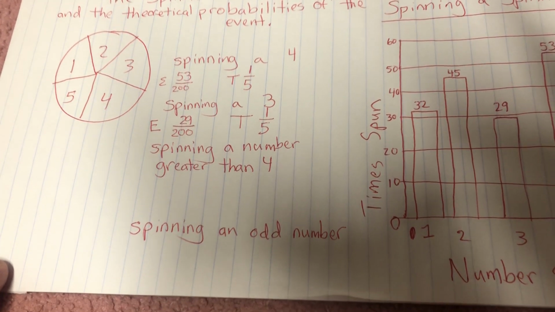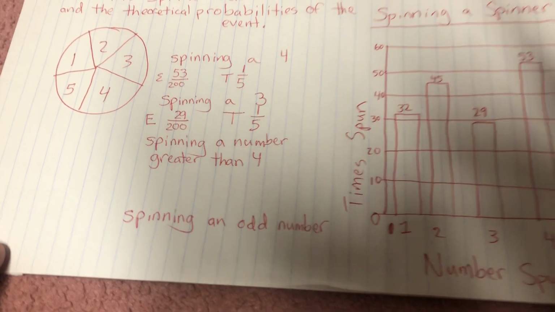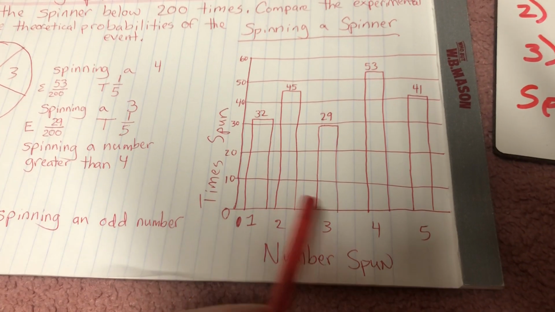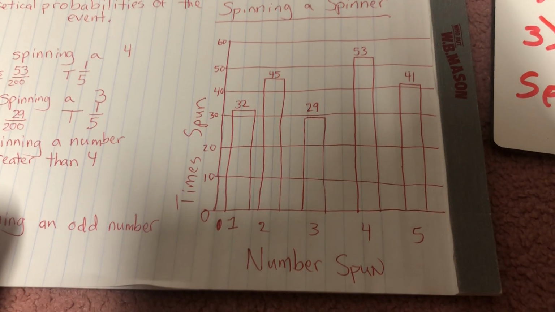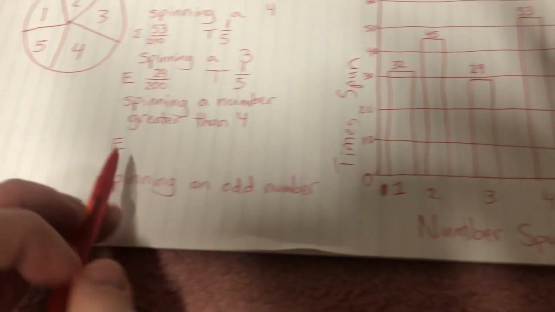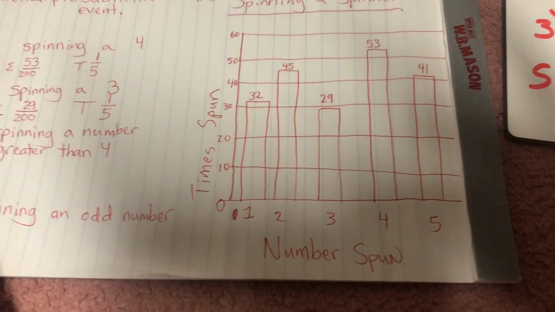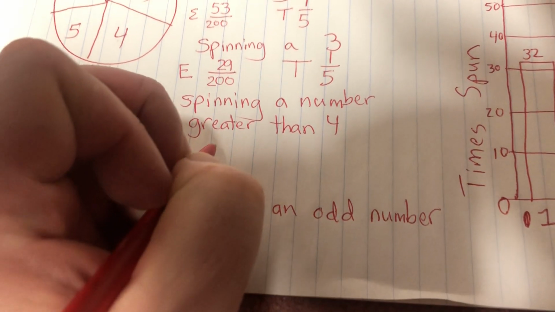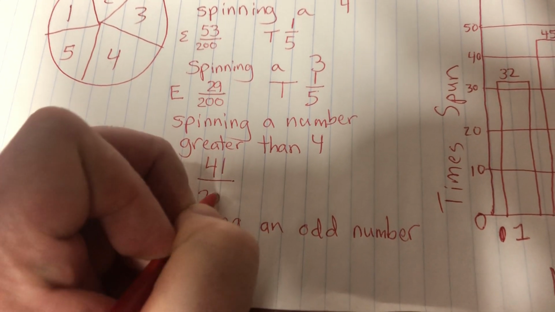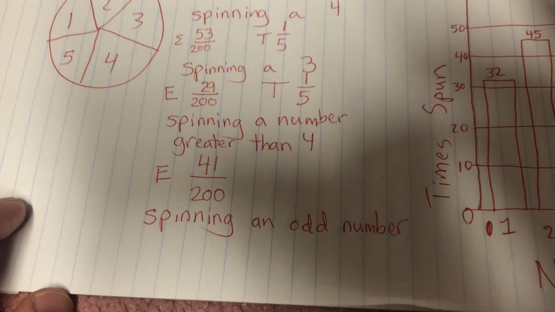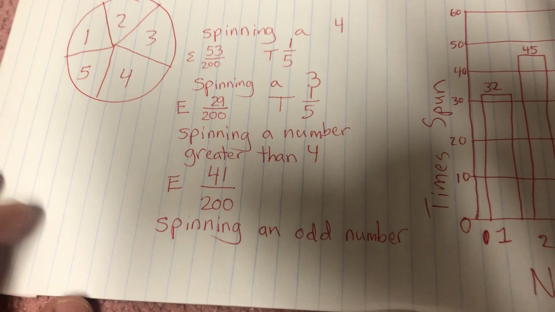All right, spinning a number greater than 4. Well, the only number on the spinner greater than 4 is 5. So the experimental probability, if I come over here and put my E, we spin a 5 41 times. So the experimental probability is going to be 41 over 200. There's no number besides 1 that can go into both 41 and 200. So that is in simplest form.